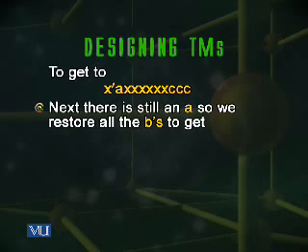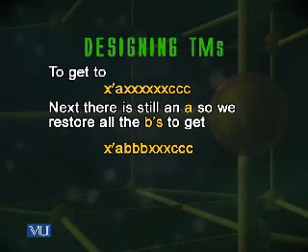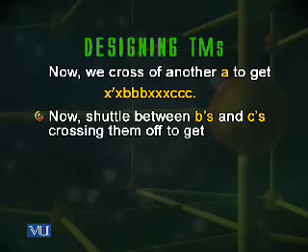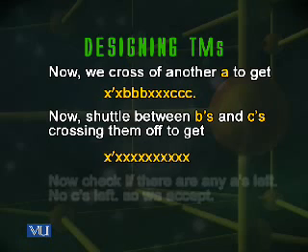In this case, we find there's still one A left, so we will restore all the B's to get X prime, A, B, B, B, X, X, X, C, C, C. Now we cross off another A to get X, X, 3 B's, 3 X's and C's. Now we will shuttle between B's and C's, crossing them off, and in the end we'll get X prime, X, X, X, X double prime, followed by 6 X's.